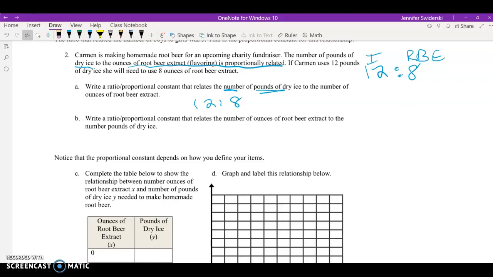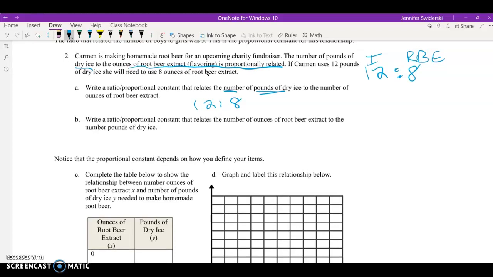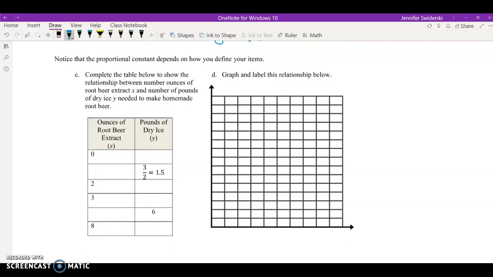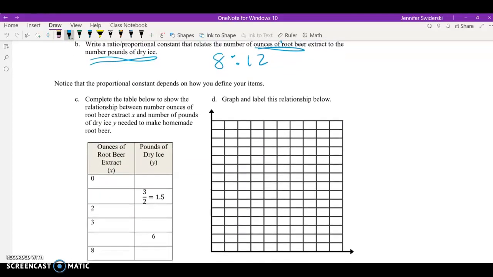Write a ratio or proportional constant that relates the number of ounces of root beer to the number of dry ice. This one's a little different. Here it says that relates the number of dry ice to root beer, right? But when I read this one first, they want me to put root beer first, then dry ice. So I'm going to flip it. This one's going to be 8 to 12. It says, notice the proportional constant depends on what you define as your x and your y.